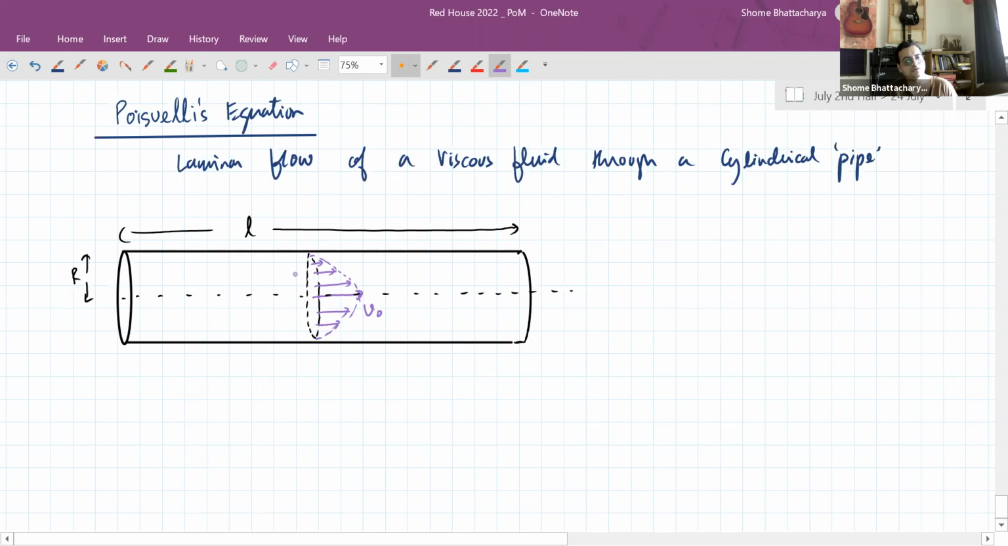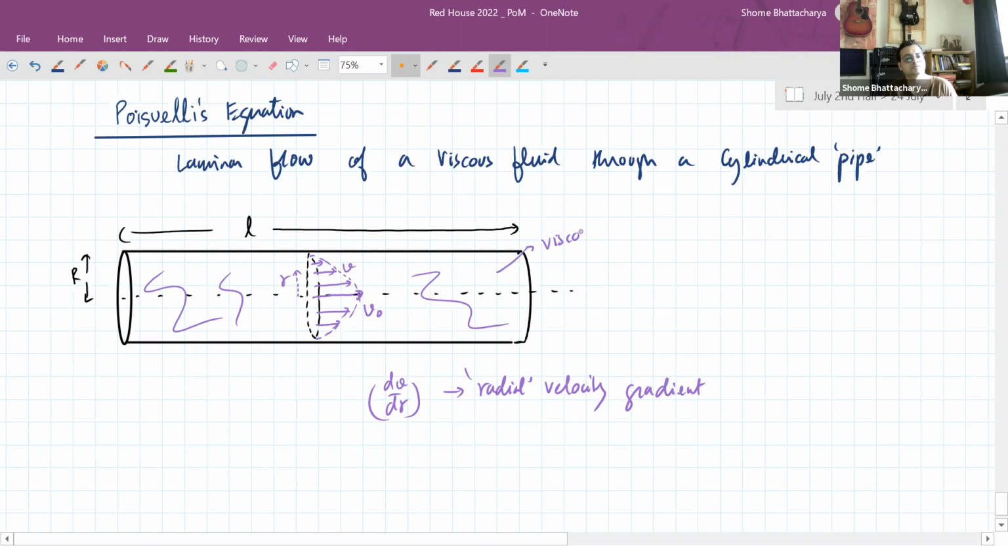And we'll also show how it decreases. So the velocity will have a radial gradient, dv by dr. That's assuming that a viscous fluid is in flow through this.